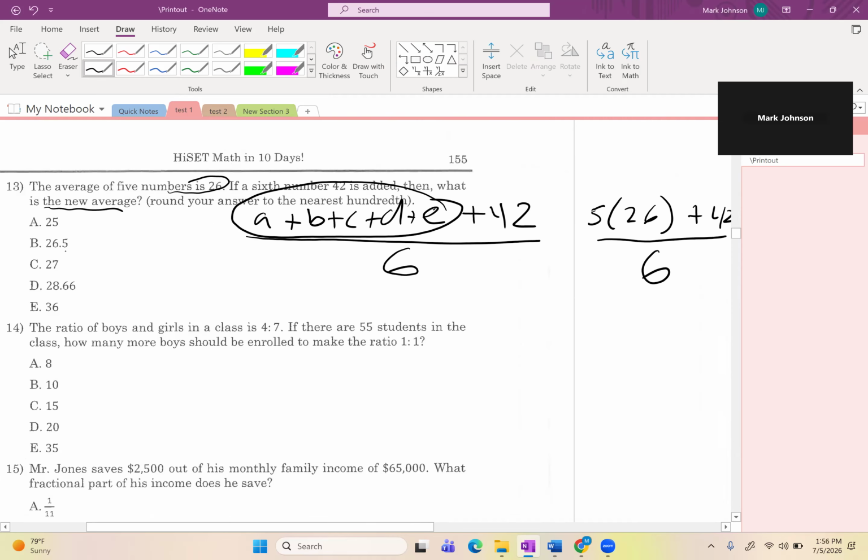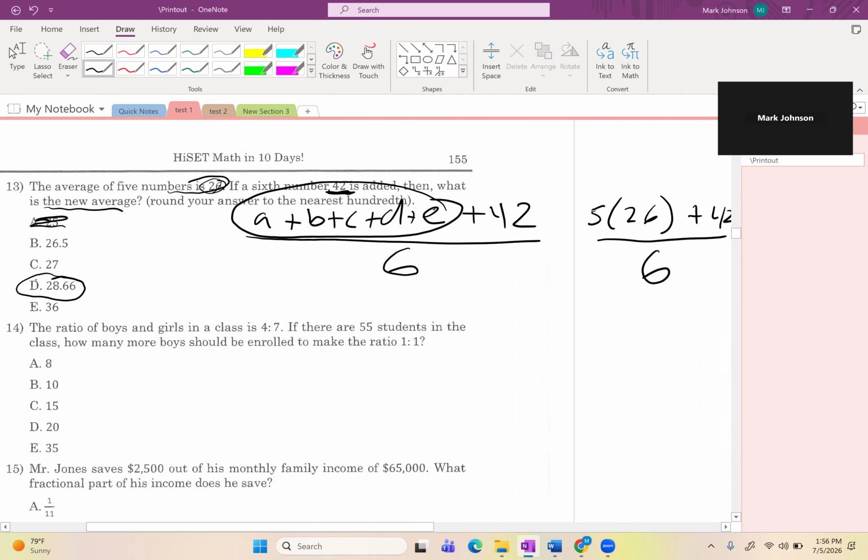Va a ser más que 26. Porque si el promedio es 26, y sumamos un número más grande que 26, el promedio va a subir. Y 42 es como 16 más grande. Y si dividimos 16 por 6, va a ser como 2. Un poco más. Entonces va a ser esto, yo creo.